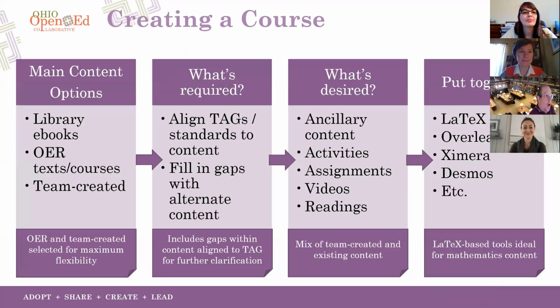So the main content option, I started with library ebooks because I was most familiar with those, but a lot of OERs are available, especially for the lower level courses. And the library ebooks, we stuck to what's available through our OhioLink system rather than what's available just through a specific school. So if Ohio State had an ebook and Ohio Dominican did not, there was no point in using that ebook. But we have a lot of stuff available through the statewide consortium OhioLink. So all those books and all those OERs and also team created content was potentially available.